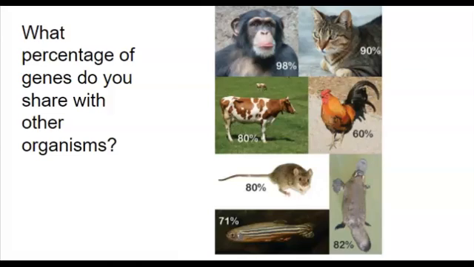All right, let's take a look at this picture. What percentage of genes do you share with other organisms? A chimp, you share 98% of your letters with a chimp. A cat, 90%, a cow, 80%, a chicken, 60%, a mouse, 80%, a fish, 71%.